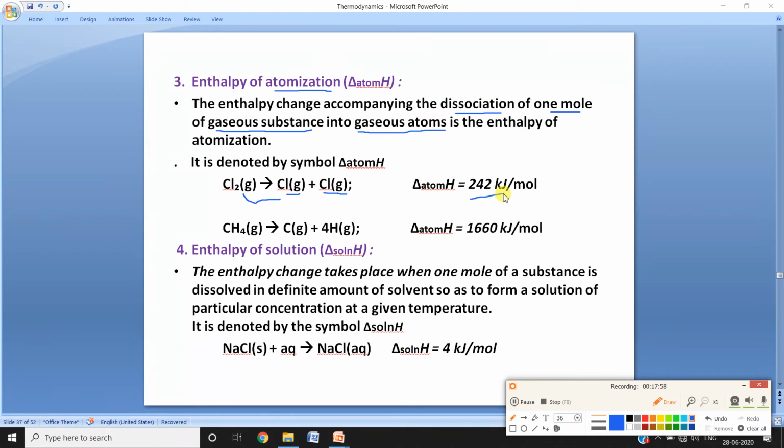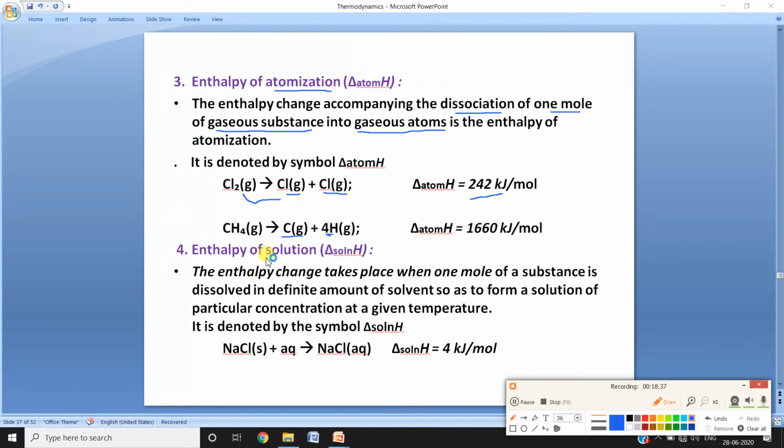How to define enthalpy of atomization? The enthalpy change accompanying the dissociation of 1 mole of gaseous substance into gaseous atoms is the enthalpy of atomization. Cl2 dissociates to form Cl plus Cl. Now the second example, methane. The constituent particles of methane are carbon and hydrogen. So when methane breaks, it converts into carbon and 4H. Okay, now this is the enthalpy of atomization.